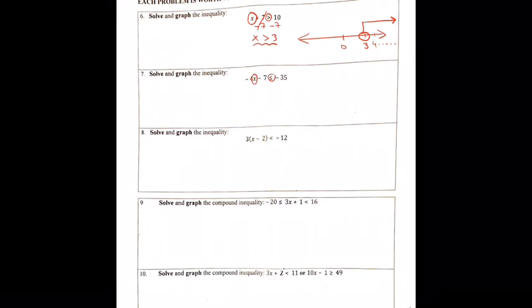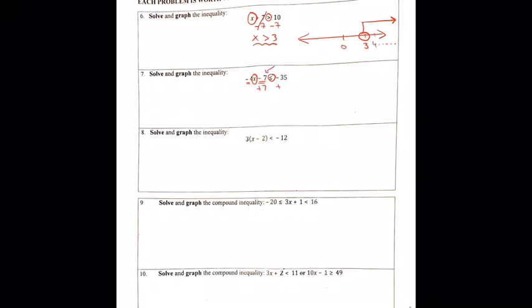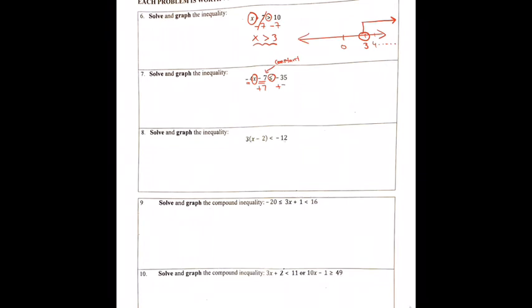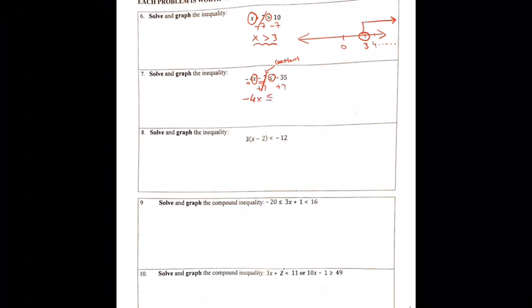Number 7, same idea, I need x by itself. So if I look on the left side of my inequality sign, I see I have a -4 that's extra and that -7 that I need to get rid of. So remember, you always get rid of your constant first. Okay, this is your constant. So I can go ahead and add a 7 on each side of my inequality. And I get -4x less or equal than -28.